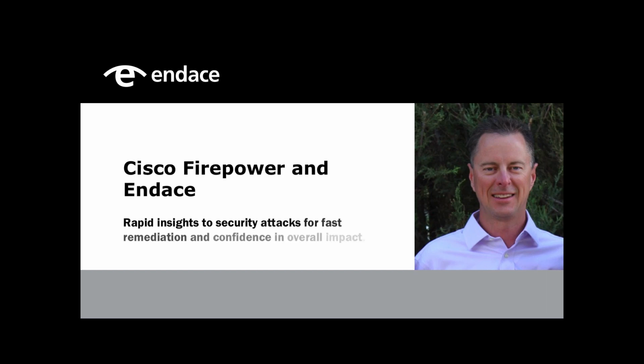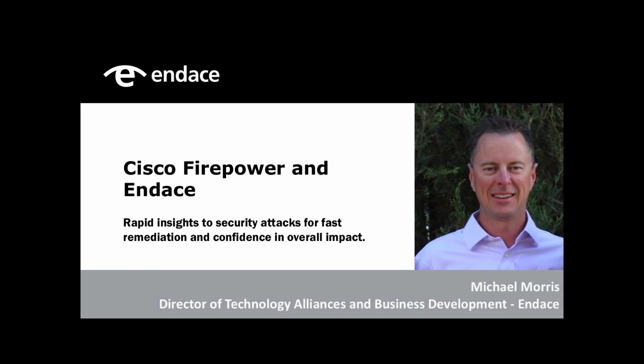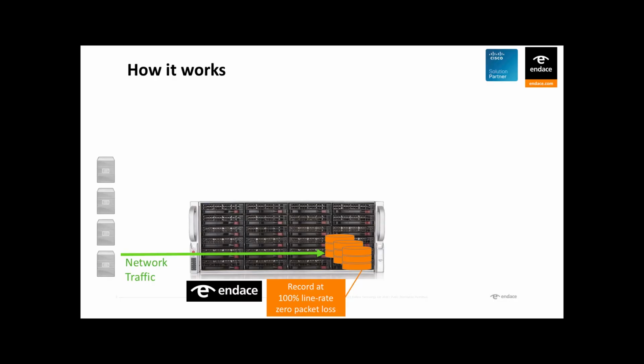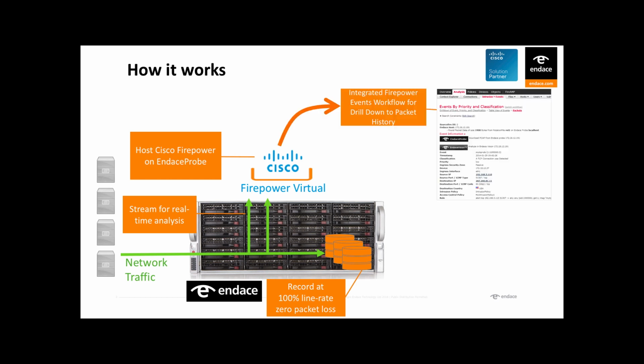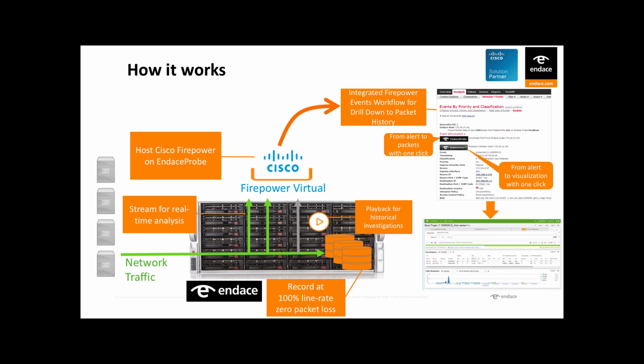Hello, today I'll be showing integration and workflow between Endace and our fusion partner Cisco Firepower. Cisco Firepower Management Center is the administrative nerve center for managing critical Cisco Next-Gen IPS, Next-Gen Firewall, and malware network security solutions. For this demo, we have Cisco Firepower Virtual Firewall running on Endace Probe as a hosted application, detecting threats in real time and performing threat investigations through the Firepower interface, with help of Endace's captured network history for drill down to rich packet level data for comprehensive network forensics.